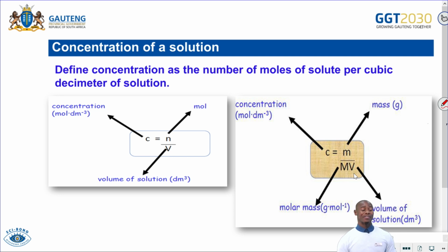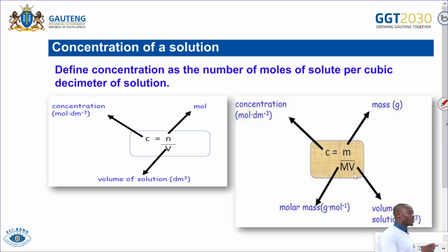So how are we supposed to define concentration of a solution? Concentration of a solution is defined as the number of moles of a solute per cubic decimeter of a solution. This is how we have to define concentration of a solution. And how can we calculate concentration of a solution?